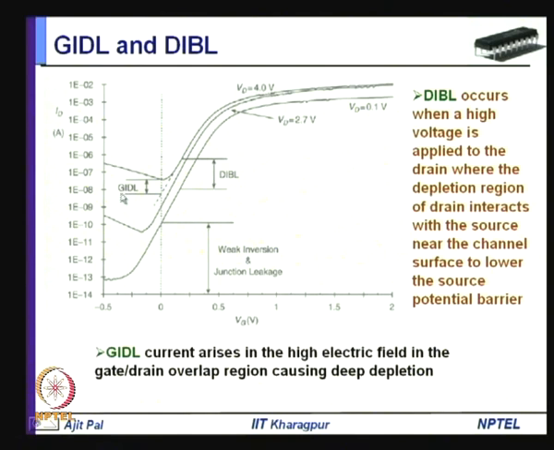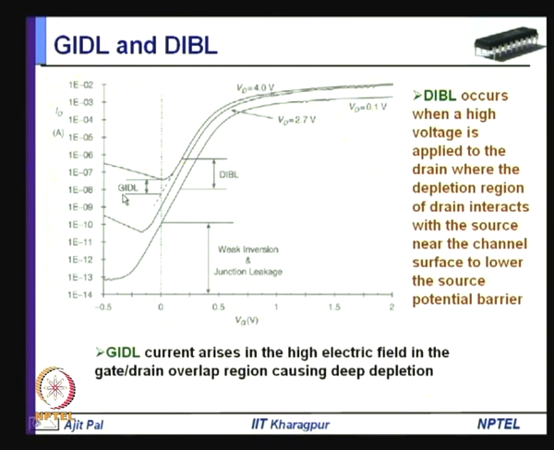Here these two are again shown. DIBL occurs when a high voltage is applied to the drain, where the depletion region of the drain interacts with the source near the channel surface to lower the source potential barrier. You can see that for the same gate voltage, you can have different drain current because of this DIBL effect, that means because of different supply voltages. This supply voltage corresponds to 0.1 volt, whereas this one corresponds to 4 volt. As you reduce the supply voltage for the same gate voltage, there is significant reduction in the leakage current.